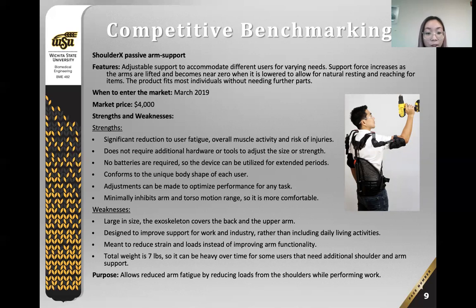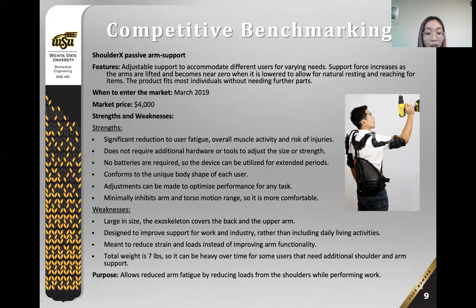Some strengths of this product are that it has significant reduction to user fatigue, overall muscle activity and risk of injuries, and does not require additional hardware or tools to adjust the size or strength. No batteries are required so the device can be utilized for extended periods, and it conforms to the unique body shape of each user. Adjustments can be made to optimize performance for any task, and it minimally inhibits arm and torso motion range so it is more comfortable. Some weaknesses of this product are that it is large in size.